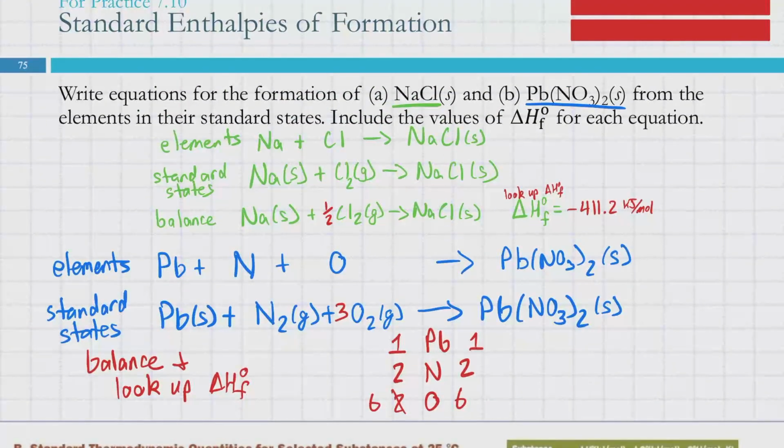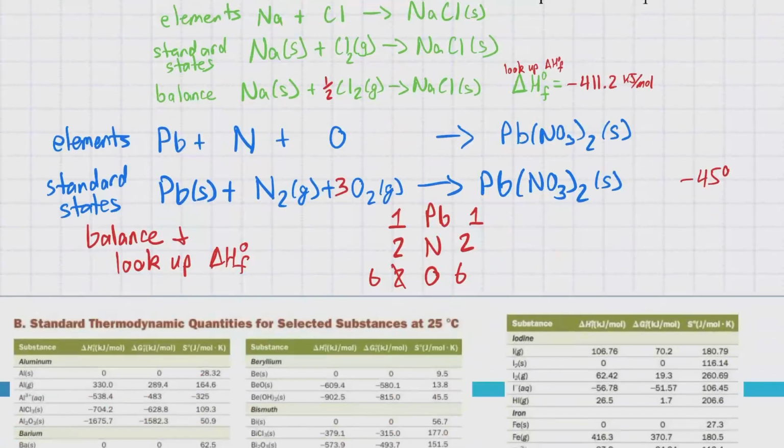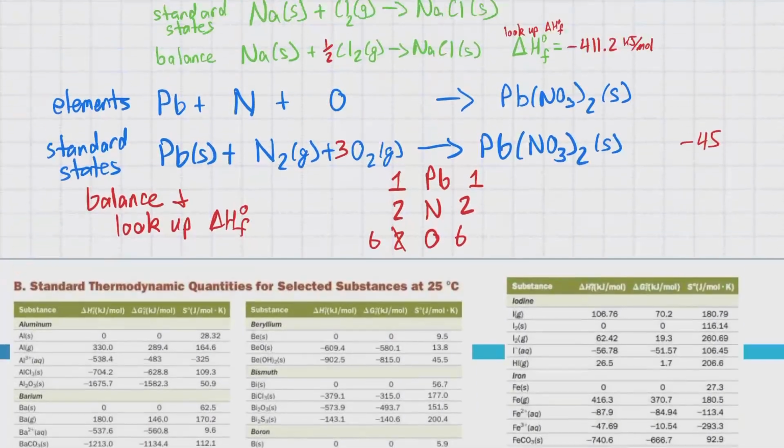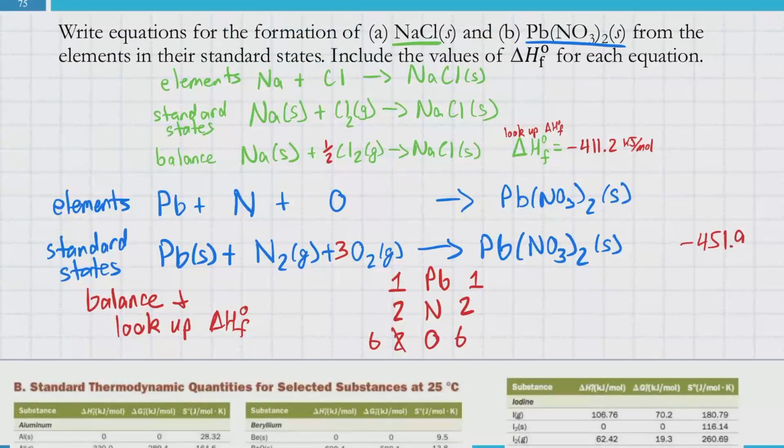So we'll add in negative 451.9 for our delta H, degree sign lowers F, kilojoules per mole. Questions?